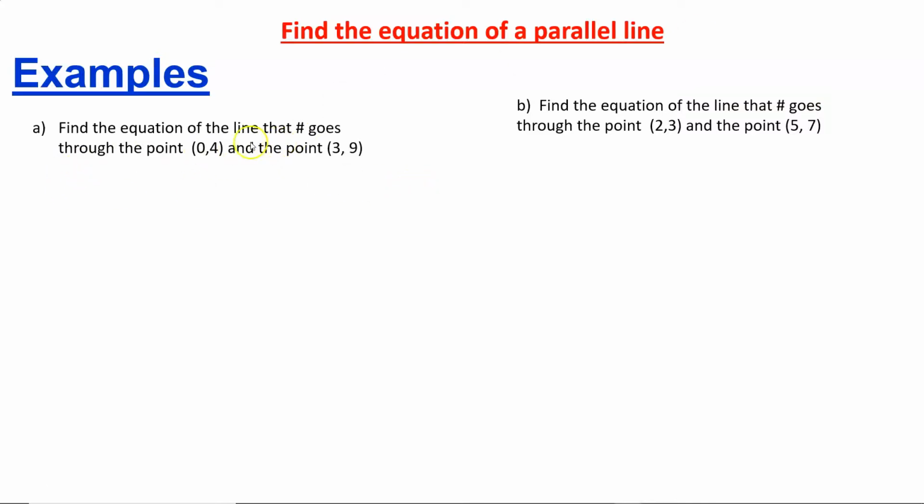Find the equation of a line that goes through the point (0, 4) and the point (3, 9). Everything starts with the general equation, so let's write down the general equation, which says y equals mx plus c.